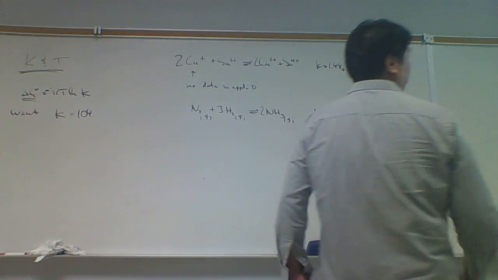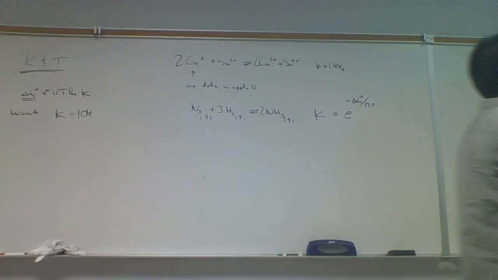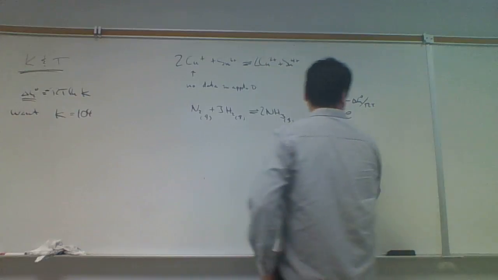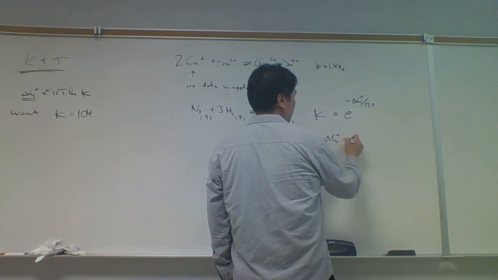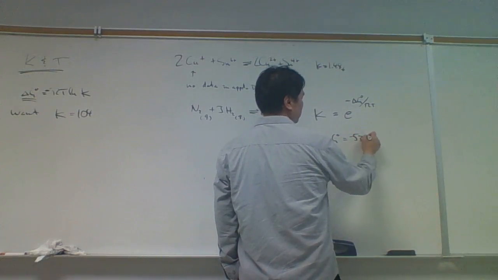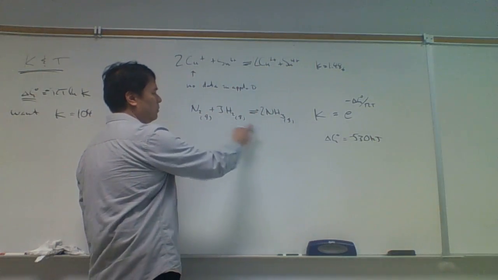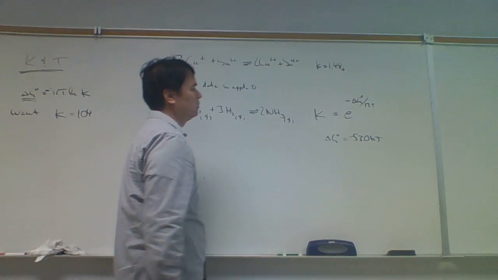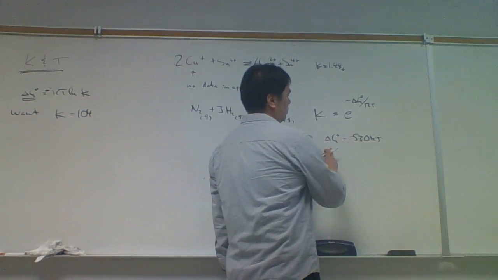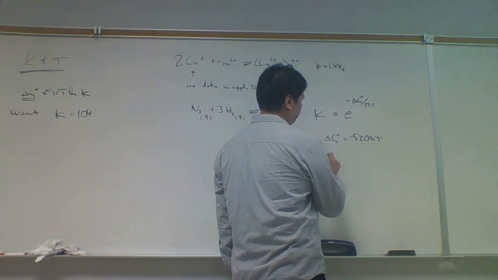All right, since this is the formation of 2 moles of ammonia, we have to multiply this by 2. It will be minus 53 kilojoules. So delta G naught here is minus 53.0 kilojoules per 2 moles. I'm not going to write per mole because we're forming 2 moles of this. And so I just plug that in here.